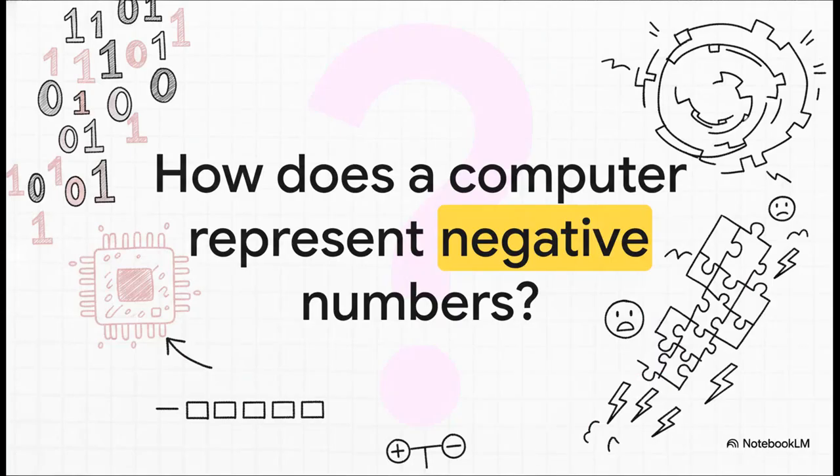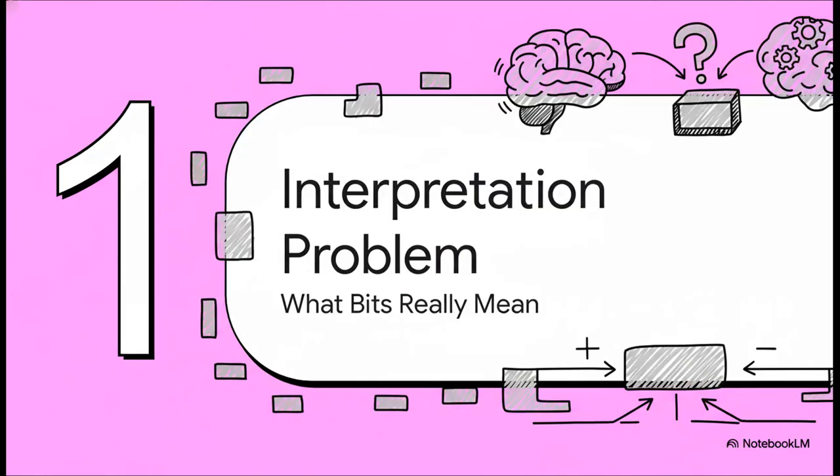Okay, so let's just put the question right out there. How does a computer, a machine that only gets on and off, 1 and 0, even begin to understand the idea of less than 0? The solution is really elegant, but it comes with some bizarre side effects that can trip up even the most experienced engineers out there. You see, the heart of the problem isn't really about numbers at all. It's about interpretation. Before a computer knows if a number is positive or negative, it first has to be told how to read the bits it's looking at.